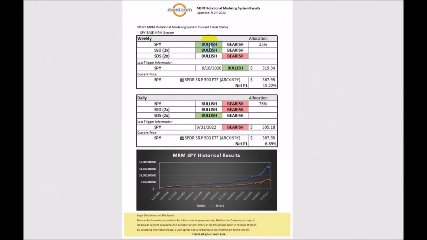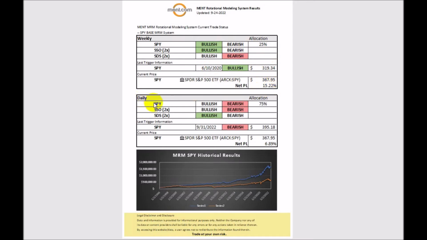Next, we have the setup on the indicator. So weekly, we're still bullish the SPY. We have a 25% allocation. Our last trigger was 6/10/2020 from 319. This should be updated as of now. We've got a 15.22% profit in the trade.